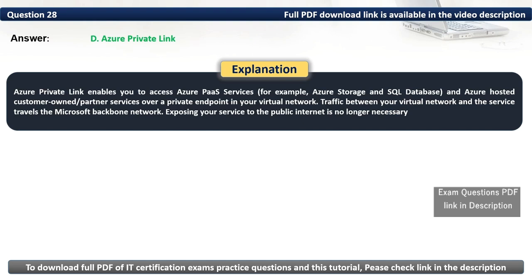Azure Private Link enables you to access Azure Platform as a Service and Azure hosted, customer owned, or partner services over a private endpoint in your virtual network. Traffic between your virtual network and the service travels the Microsoft backbone network. Exposing your service to the public internet is no longer necessary.